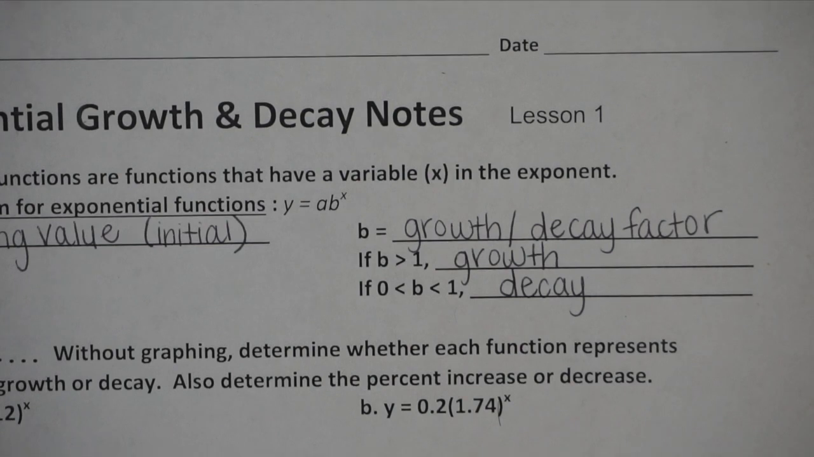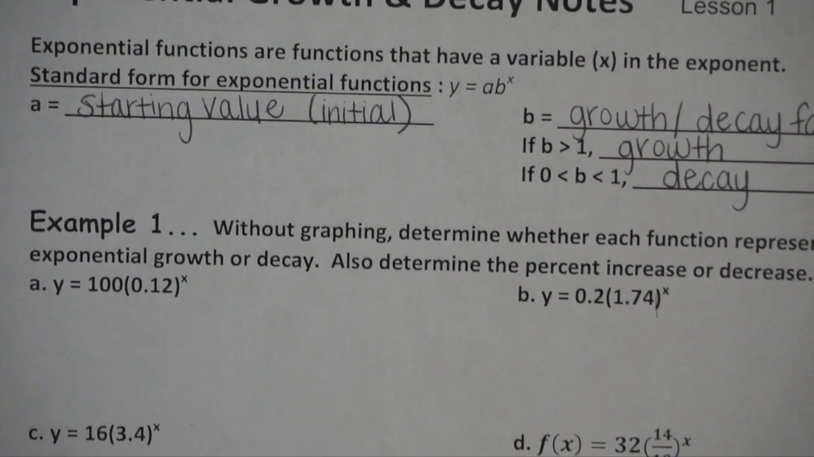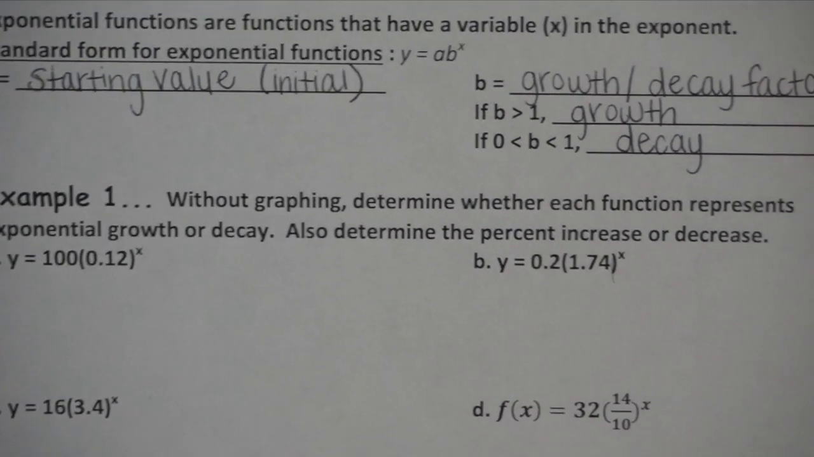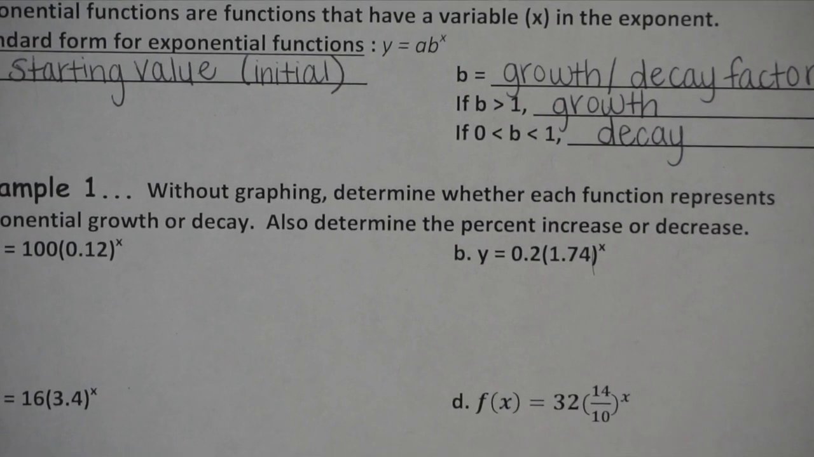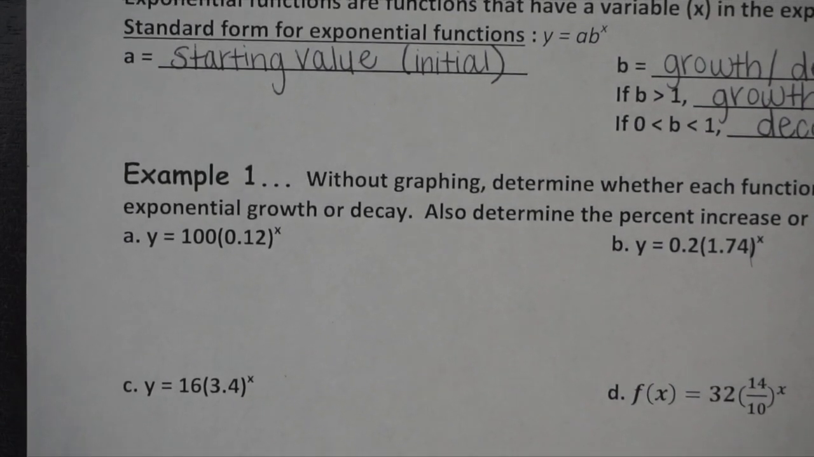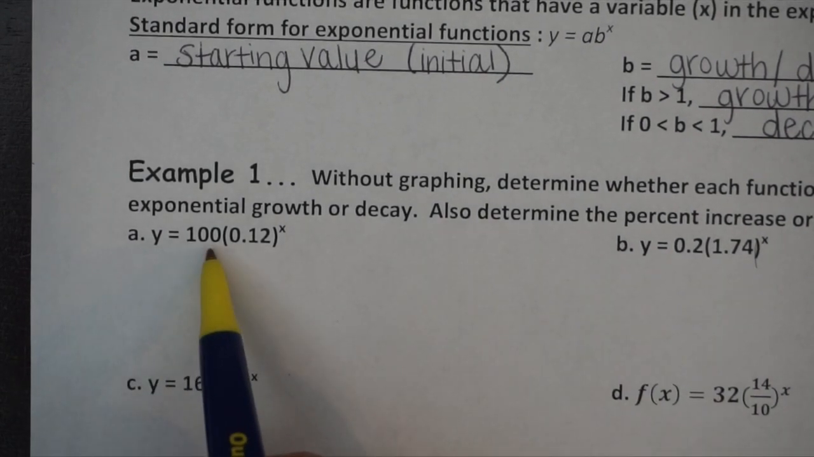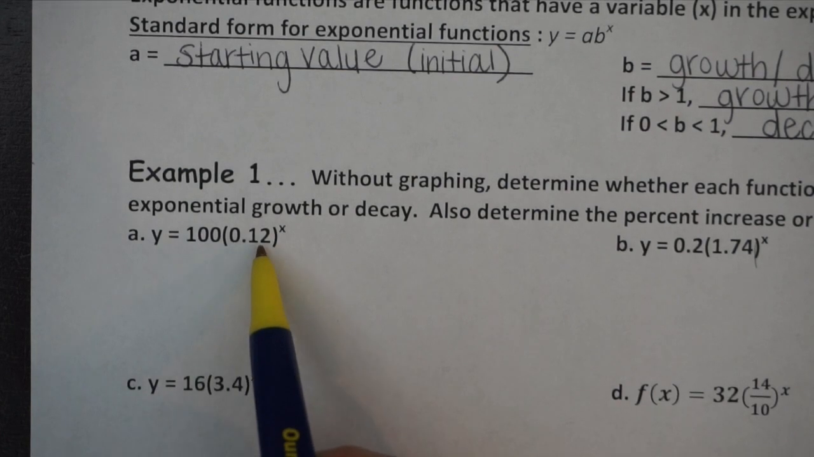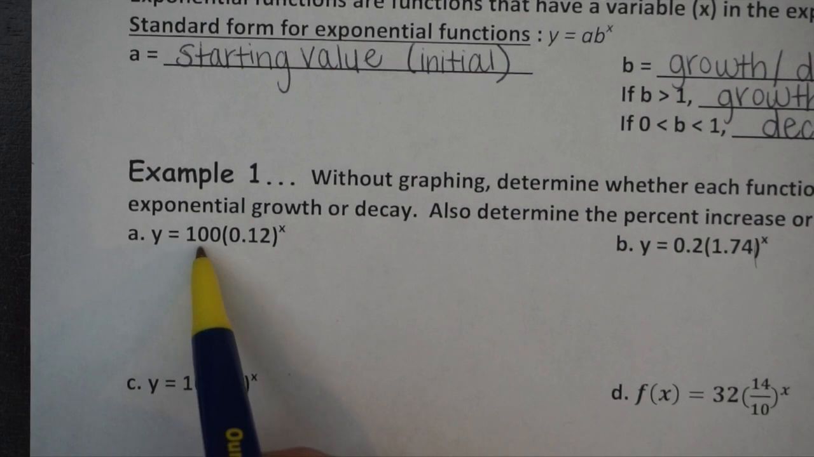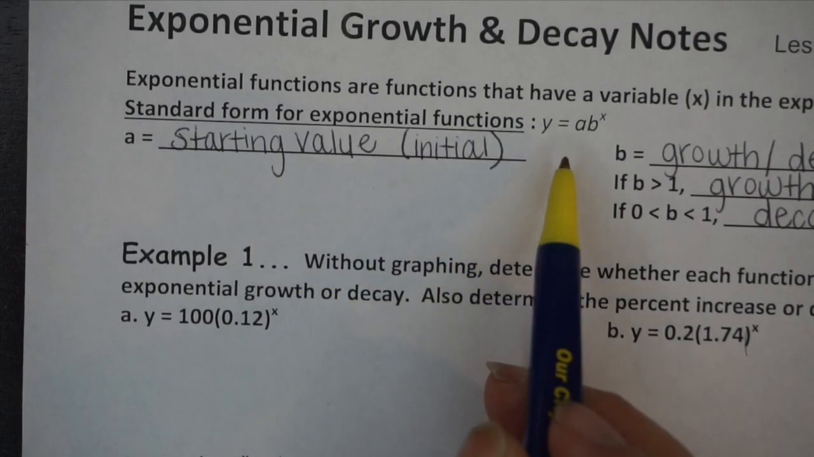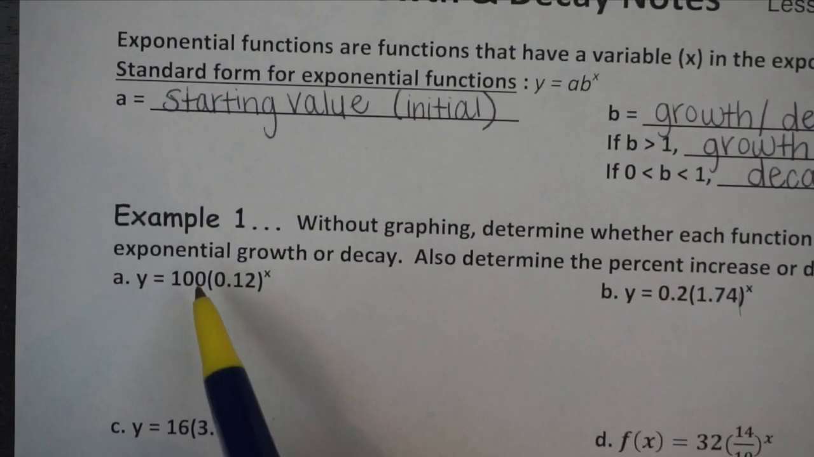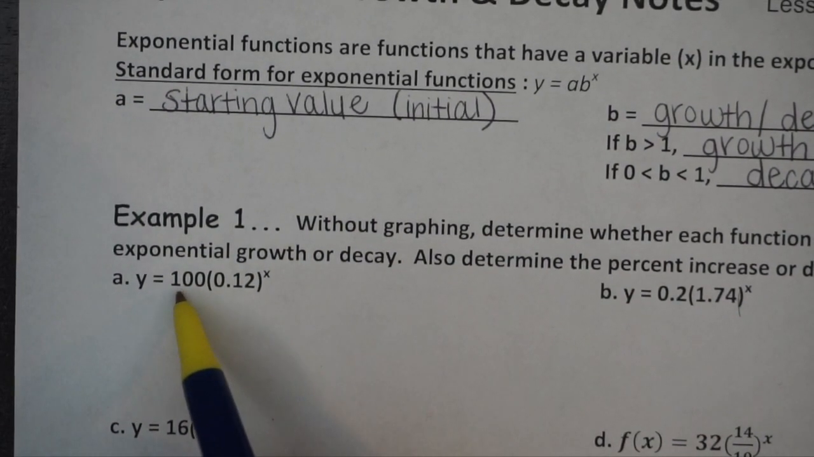So looking at example 1, without graphing, determine whether each function represents exponential growth or decay. Also determine the percent increase or decrease. So let's look at A, this first equation: y = 100 * 0.12^x. Just to remind you, they didn't ask us about this, but this 100 is the a value, the starting value. So I don't know what this applies to, but I know the initial value is 100.